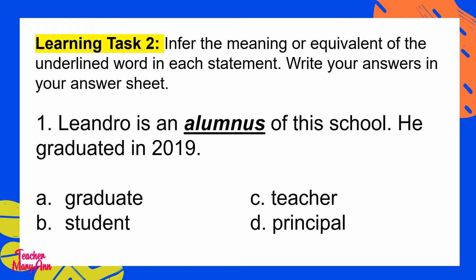Let us proceed to learning task number 2. Infer the meaning or equivalent of the underlined word in each statement. Write your answers in your answer sheet. Number 1. Leandro is an alumnus of this school. He graduated in 2019. What is the meaning of the word alumnus? A. Graduate. B. Student. C. Teacher. D. Principal.